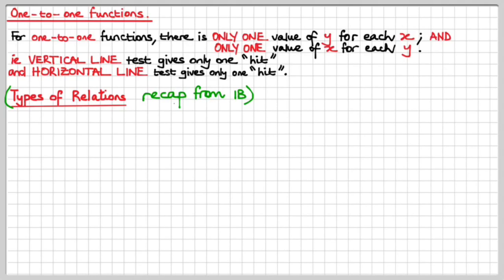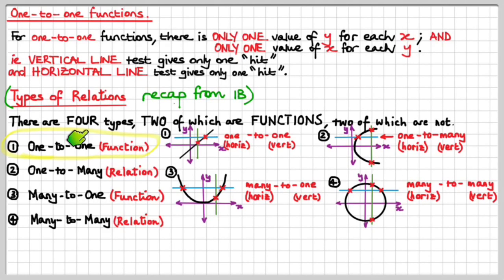Now let's just do a little recap on the types of relations that we can have, okay? This is just doing a little bit of a video replay here. There are four types, okay? Two of which are functions and two of which are not. Let's have a little look here. This is a one-to-one function.